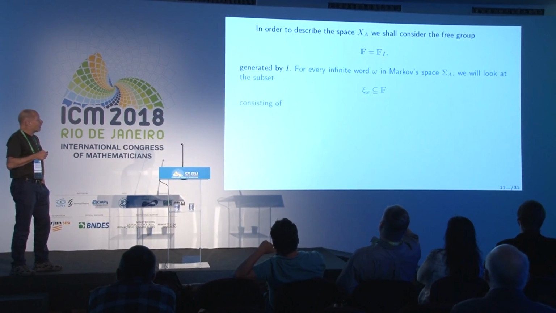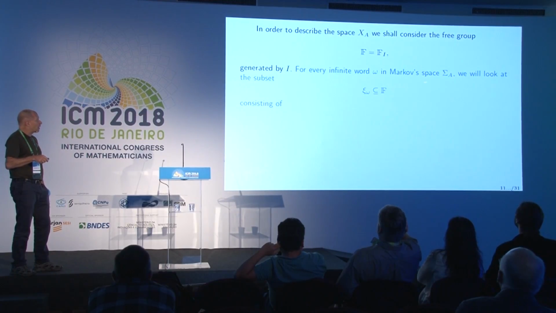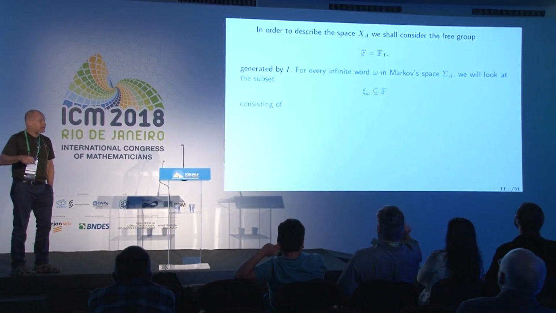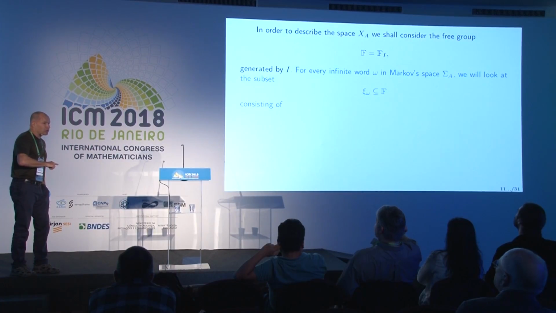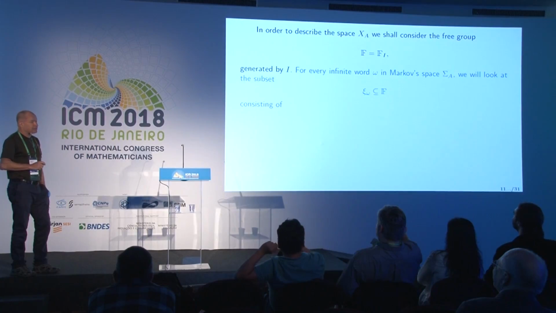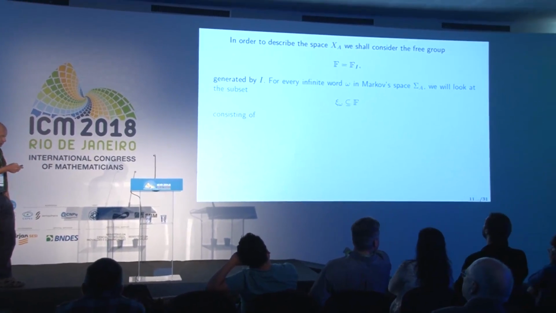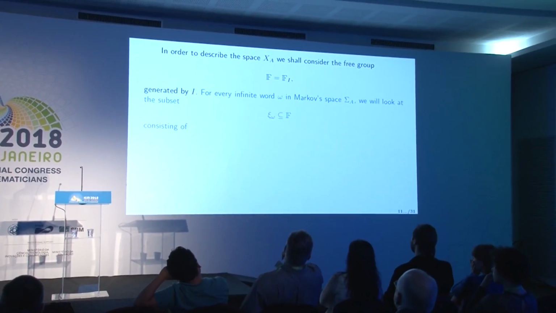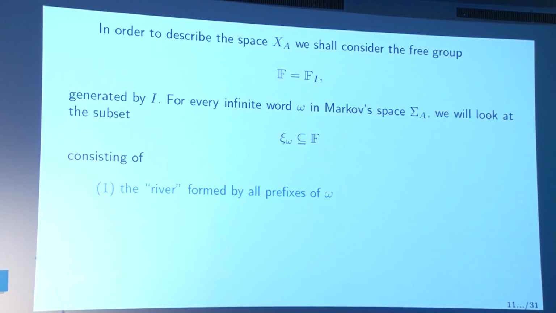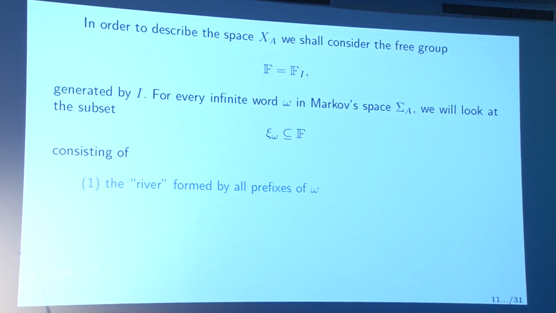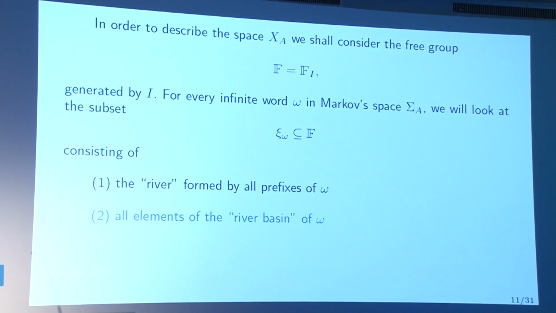And so for every infinite word in the Markov space, the classical Markov space, I am going to build a subset of the free group. So this is a sort of a leap from the standard point of view. For every word, I'm going to build a subset of the free group on the edges. So this consists of the river formed by all the prefixes of the word omega and including its river basin.